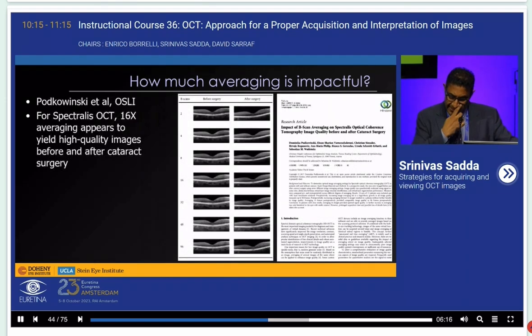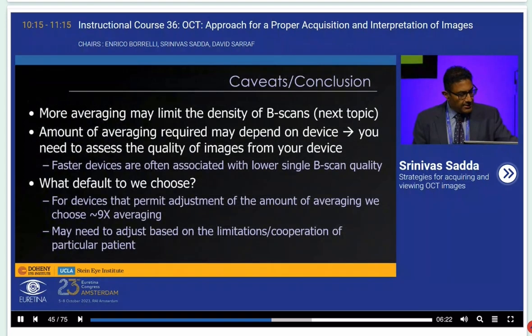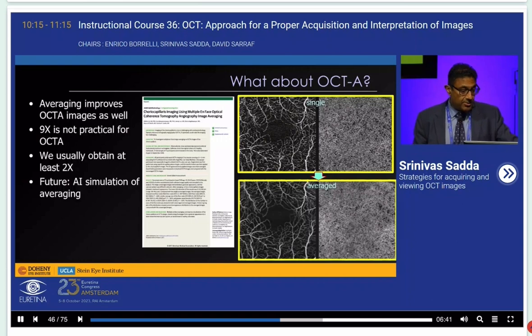Others have more recently studied this for other devices like the Spectralis and found that 16x may be the optimal averaging level. But the reality is that you have to balance this, right? If you do more averaging, maybe you can't do as dense a volume, and that might limit your ability to do en face imaging and the like. So I think you have to tune this. We tend to use as a default in our practice 9 times averaging, but again, you have to adjust this based on various factors, including even the patient cooperation.